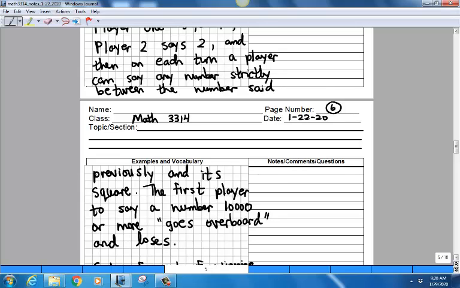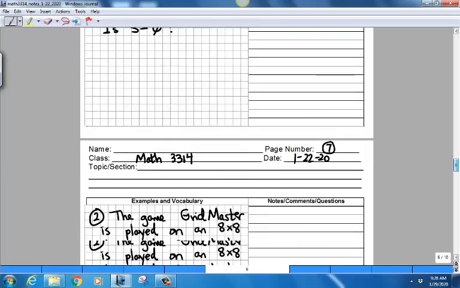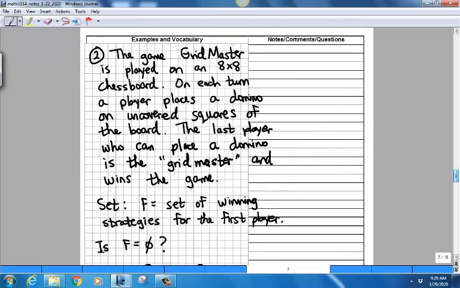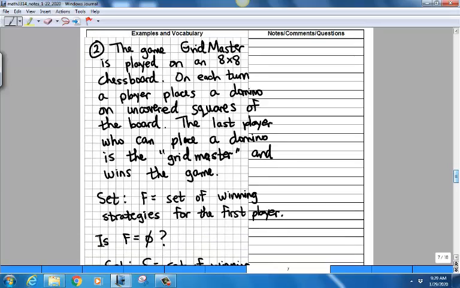All right, let's try another one. Y'all had such fun on that one. Going to make it harder, though. We may have to think about this one. So this is the game Gridmaster. Maybe you know this game. It's typically played on an 8x8 chessboard, but you can make the chessboard smaller.